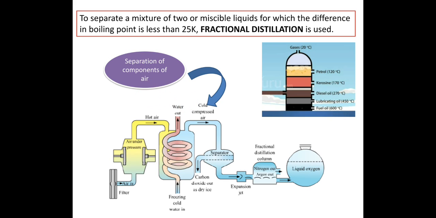As you know, air is made up of nitrogen, carbon dioxide, oxygen, argon, and many other gases. So here you have air to which high pressure is applied, then it goes to a chamber. In this round coil, you have very cold water or very cool helium gas. It will cool down this air, and as the air cools down, according to the temperatures, different gases will separate out, like carbon dioxide, then nitrogen, argon, and then liquid oxygen.